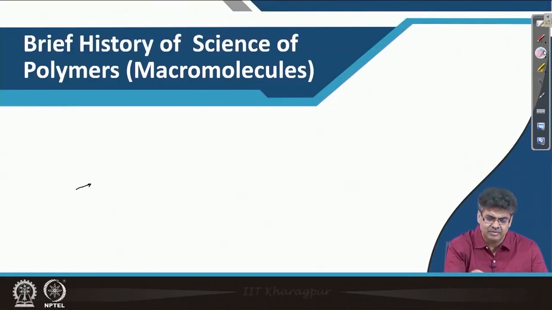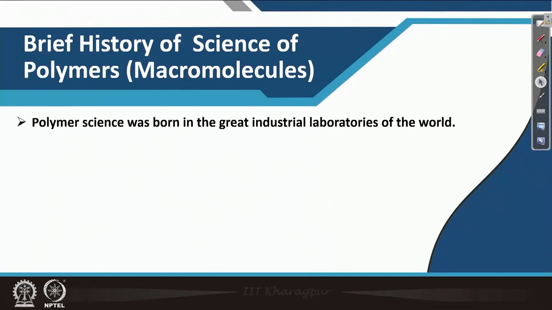So we'll now look at the brief history of science of polymers. As we already know, polymers are nothing but macromolecules. The two terms, polymers and macromolecules, are often used synonymously. So when you talk about the brief history of science of polymers, we can also talk about the science of macromolecules.